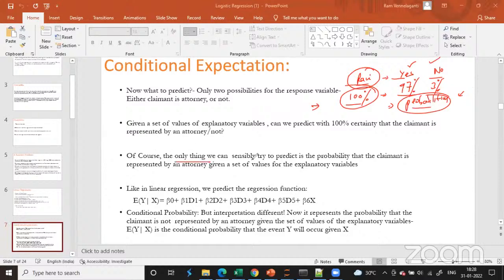So the only sensible thing for us to do is to predict the probability that the claimant is going to consult a lawyer. The only sensible or logical thing for us to do is predict the probability values. This is what we are supposed to do: predict our probability values.